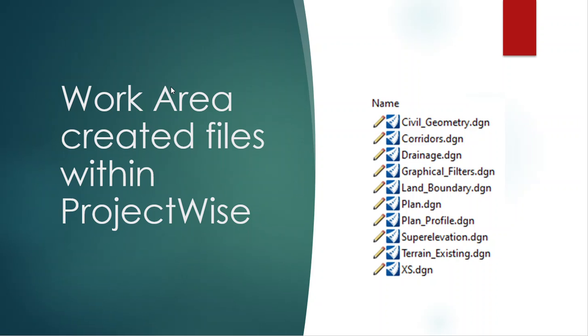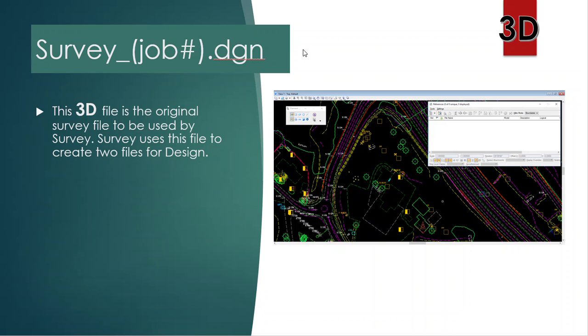So you'll get that. Now to talk about each file and what they do and what's good practice and not so good practice, we'll start off with the survey underscore job number .dgn. It is a 3D file. Anytime you're talking about a terrain file or a surface file, it's always going to be a 3D file. This 3D file is the original survey file to be used by survey only. Survey uses this file to create the two files for design, and that's the theory. That's the hope for most districts that we want to get to. But this file is their file. We don't want to use this in design. We want to use what they give us. So that's the survey file.